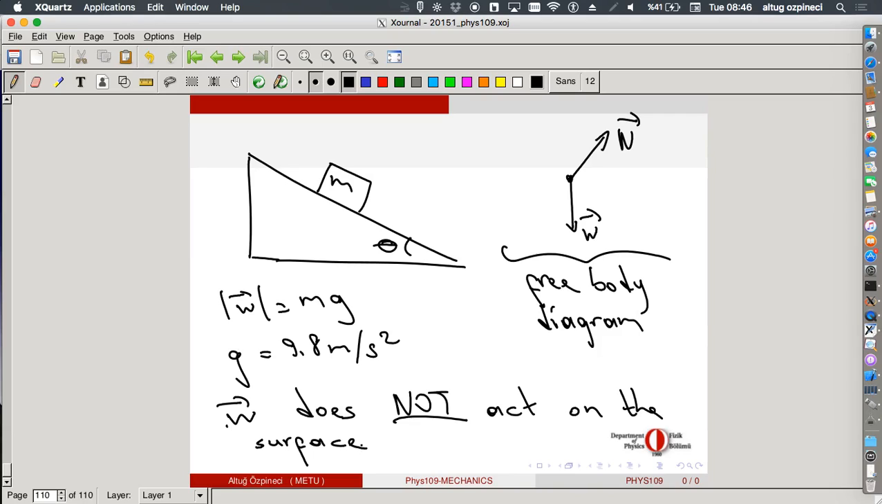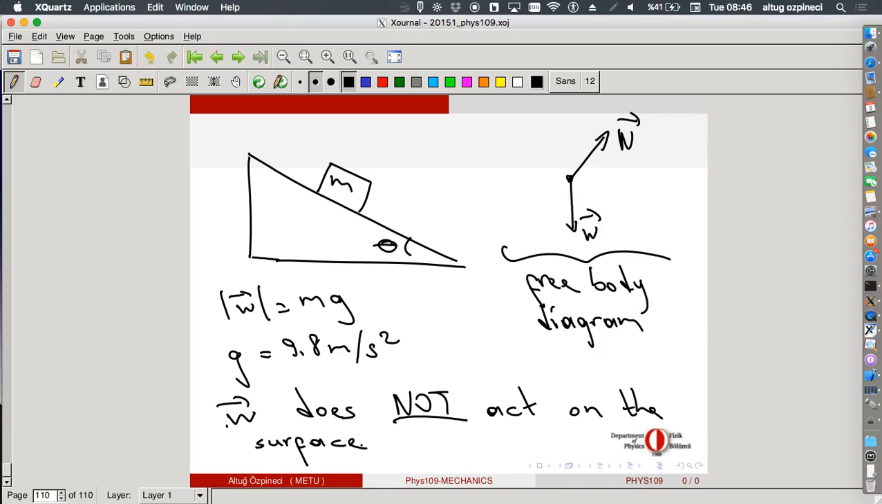And the force N is the force that the inclined surface acts on the mass m. So according to Newton's third law, the mass m exerts a force minus N on our inclined plane. Plus, of course, if the inclined plane has its own mass, there will be a force due to the weight of the inclined plane, etc. But this omega, which is the weight of this mass m, doesn't act on this inclined plane.